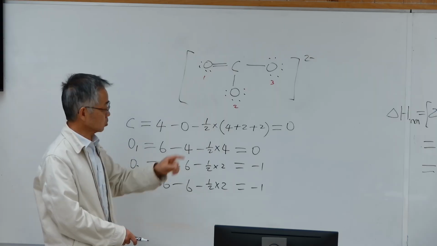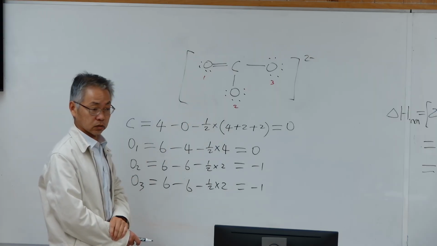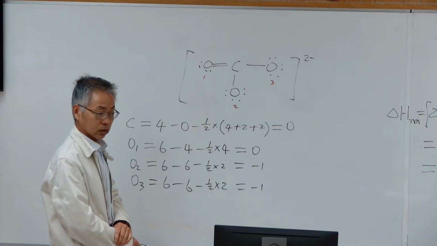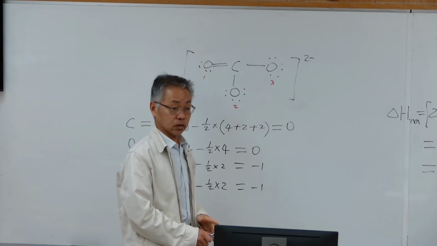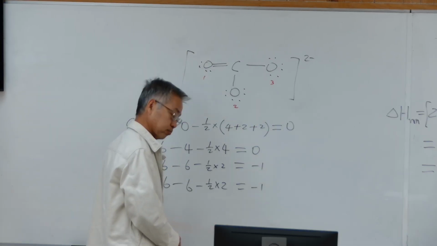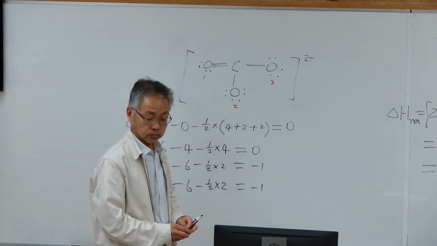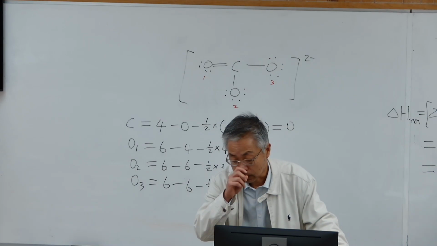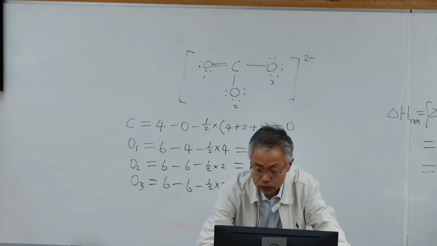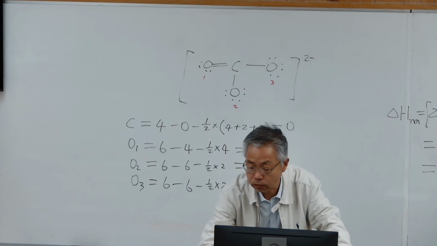They're different. The 3 oxygens in this structure are different. Okay, the double bond oxygen is 0. The single bond oxygen is -1. Are you okay with this? Yeah, now only 2 minutes left. We cannot give another example.